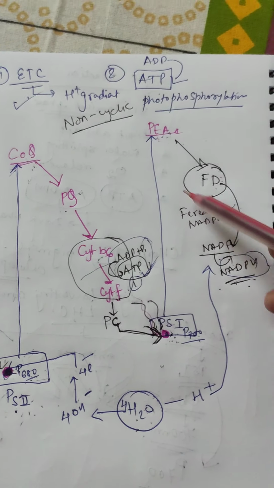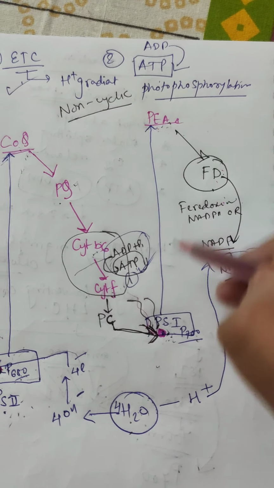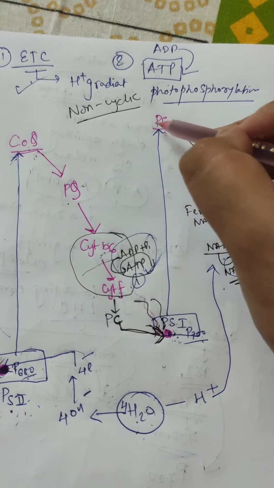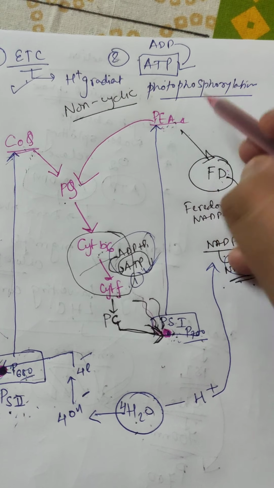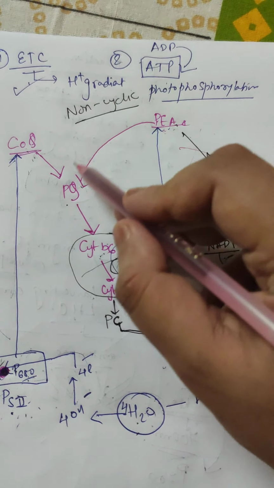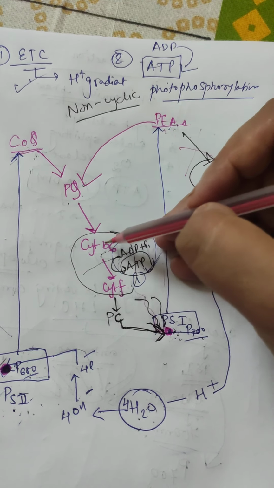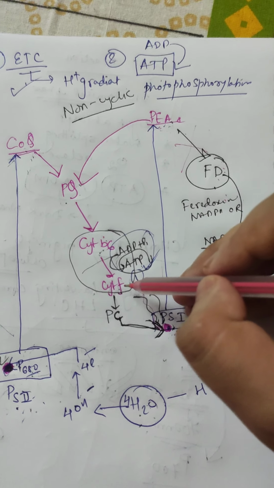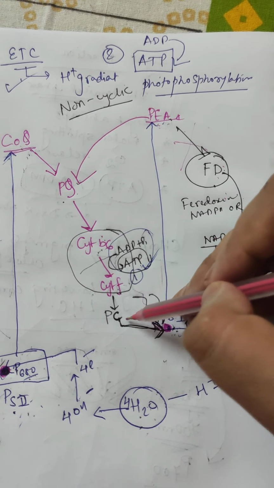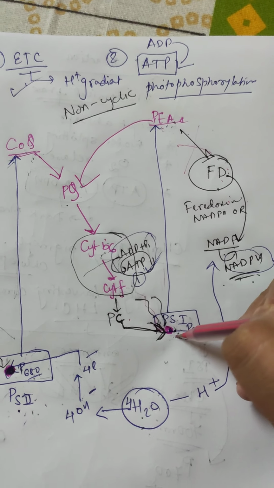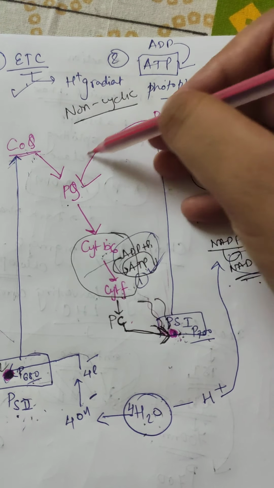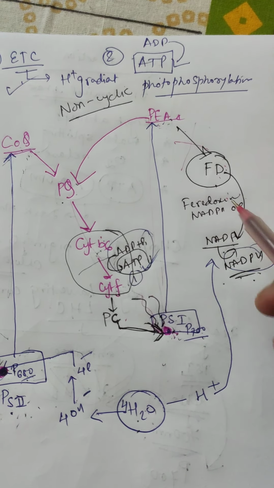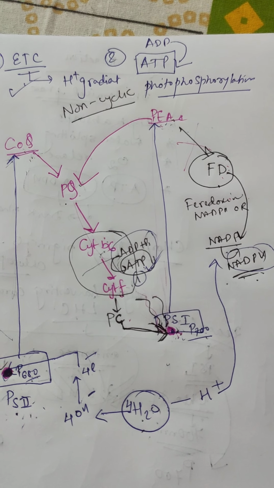But in case of cyclic photophosphorylation, the electrons don't move to ferredoxin. Rather, after moving to the primary electron acceptor, the electrons move to the plastoquinone. From plastoquinone it moves to cytochrome B6, then to cytochrome F, then to plastocyanin, and then comes back. So the electrons are excited, and via this electron transport chain they come back to photosystem 1. That is why it is known as cyclic photophosphorylation.